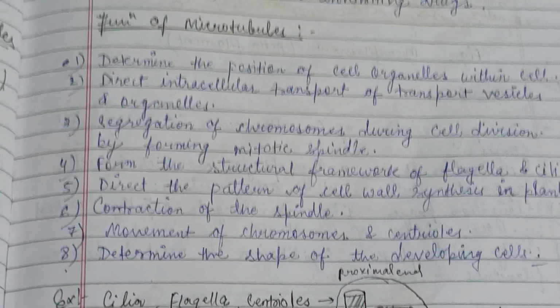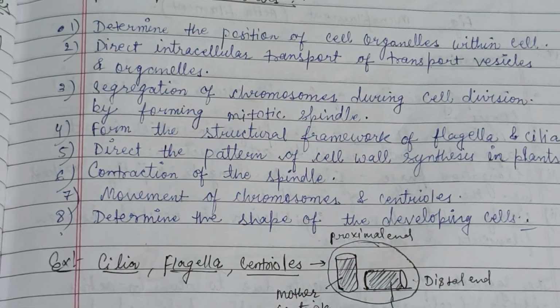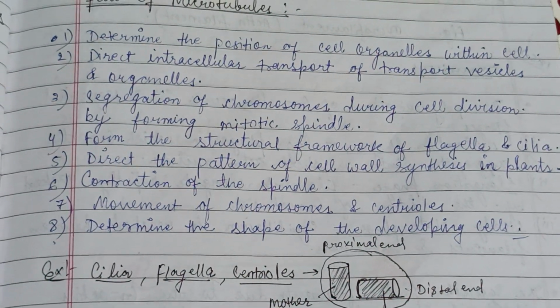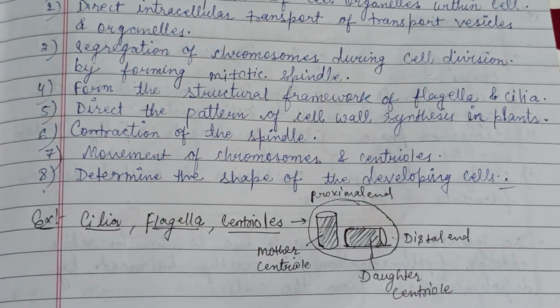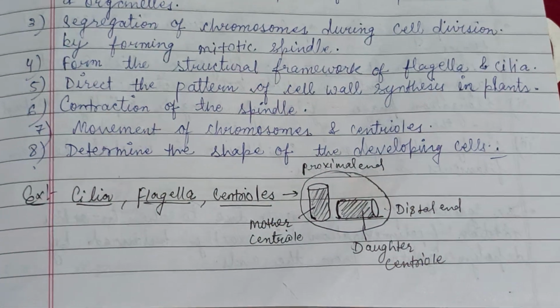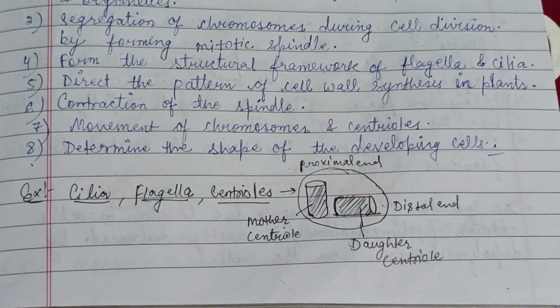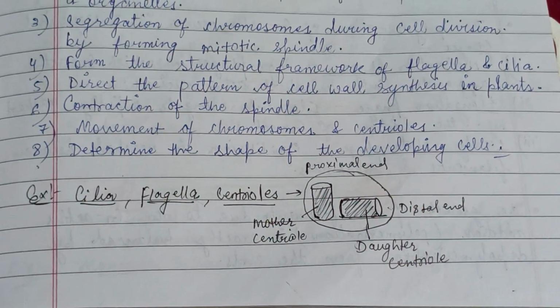The functions of the microtubules are as follows: they form the structural framework of the flagella and the cilia, position the cell organelles within the cells, and direct the pattern of the cell wall synthesis in the plants. This figure describes the structure of the centriole or the centrosome.